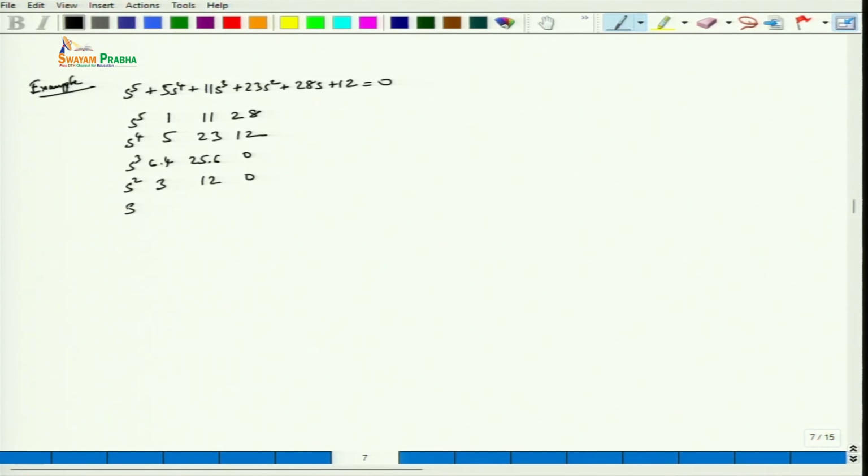Now we come to s, and what you will find is that for the entire row we get 0. So this is the case where the entire row is 0. So what do we do in this case?